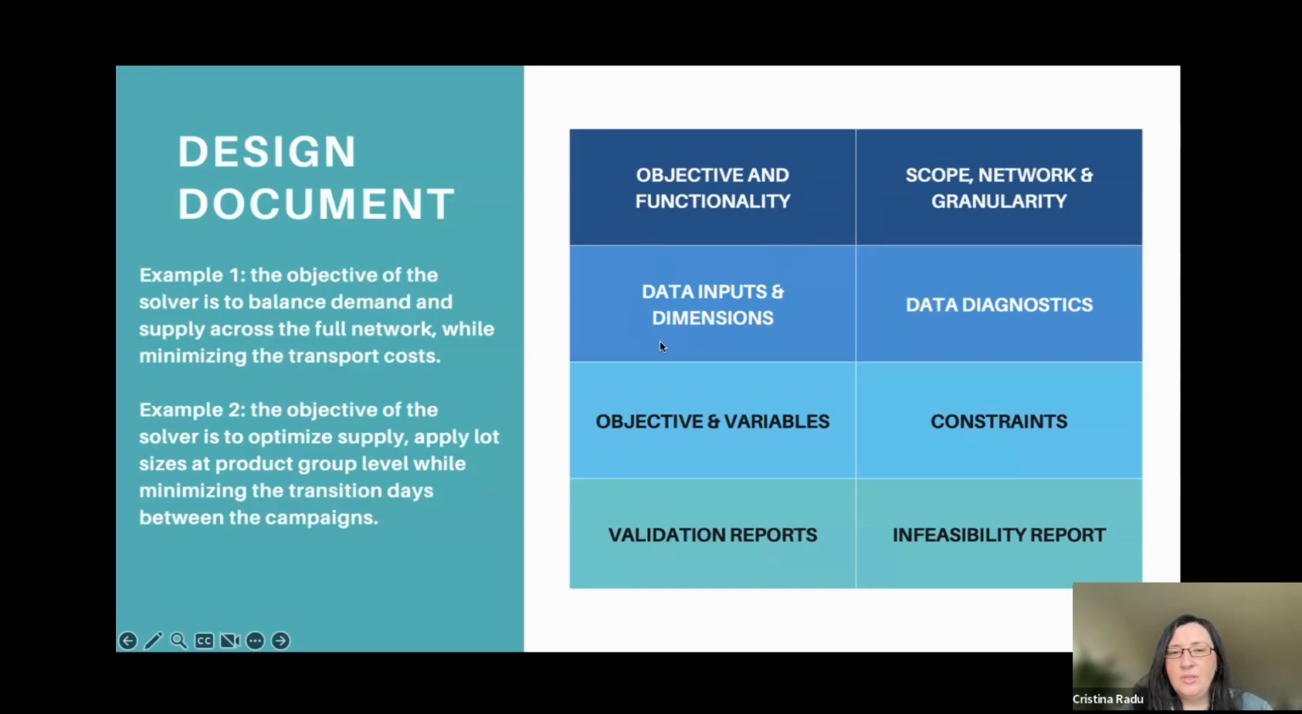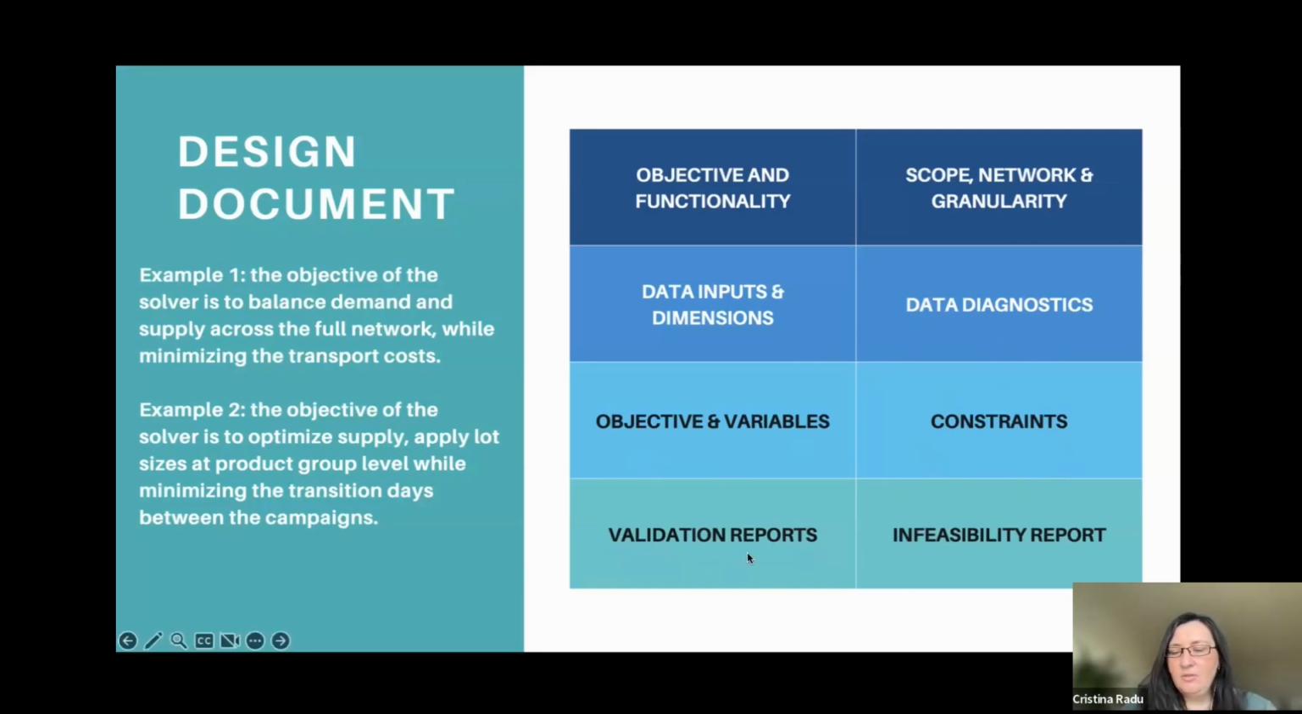Then data inputs. I think we discussed this last week. The data diagnostics, which I mentioned, I'm going to talk a little bit about in a minute. Objective and variables. So here you start to go a bit into the details. So what is the objective? How do we achieve it? What kind of variables do we need? What constraints? And then you start detailing the constraints and explaining what this constraint is about, what it does, what it doesn't do, and so on.